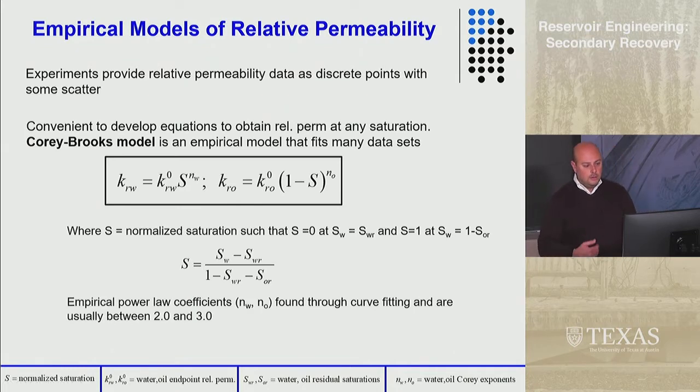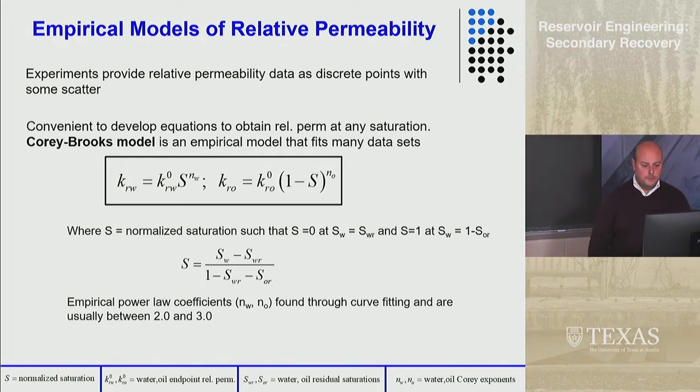Okay. And again, these empirical coefficients NW and NO are greater than 1 and usually between 2 and 3, or at least between 1 and 3. So we might do some practice with this on Friday or something, and it will probably be in your homework.